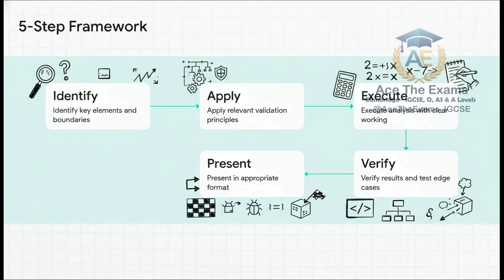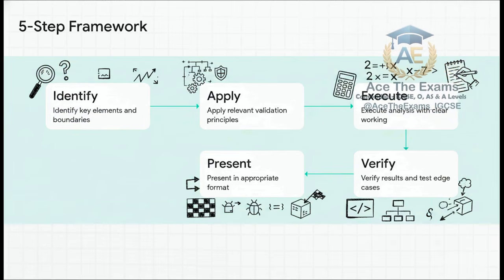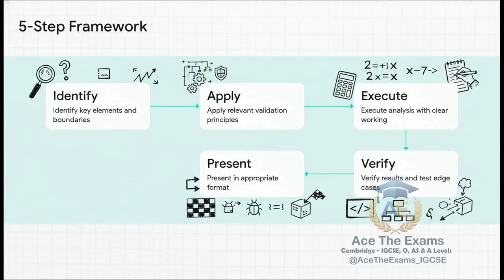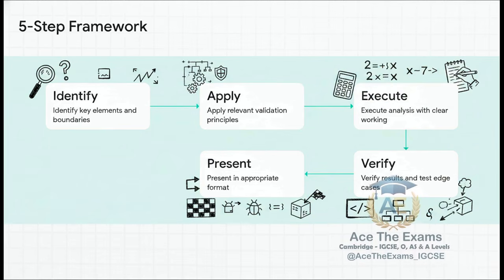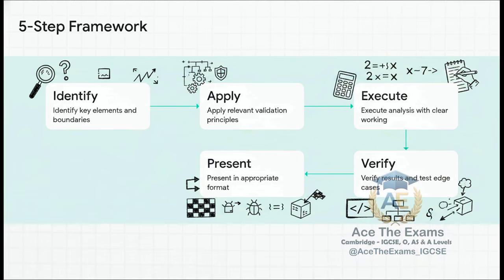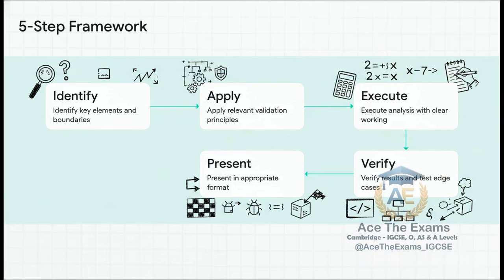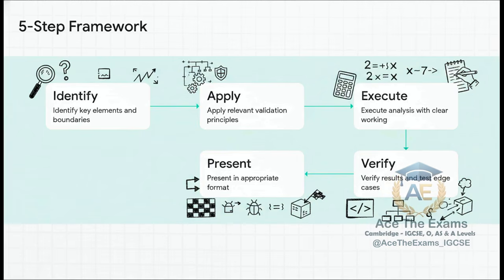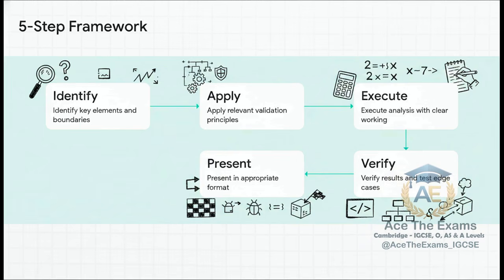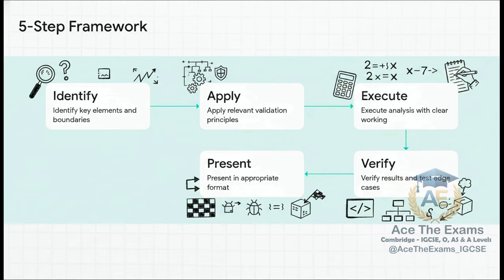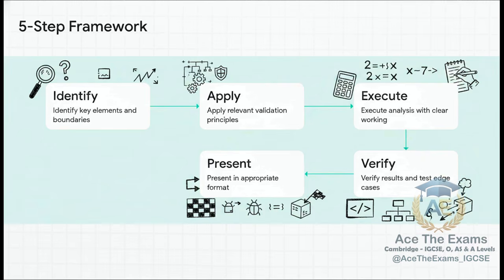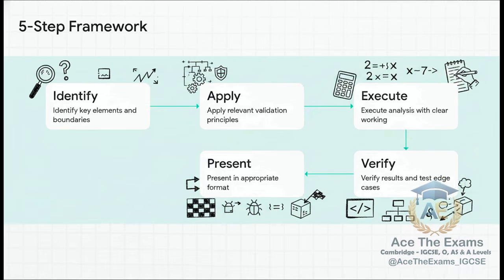Step 3. Execute analysis with clear working. This is where you write out your step-by-step logic, showing your method to grab those method marks. Step 4. Verify results. This means testing thoroughly, hitting every single one of those edge cases we just talked about. And finally, Step 5. Present in appropriate format. Does the command word ask for pseudocode, a flowchart, or an extended written response? Systematically processing your answer through these 5 distinct steps guarantees you are hitting those required cognitive domains of knowledge, application, and analysis every single time.